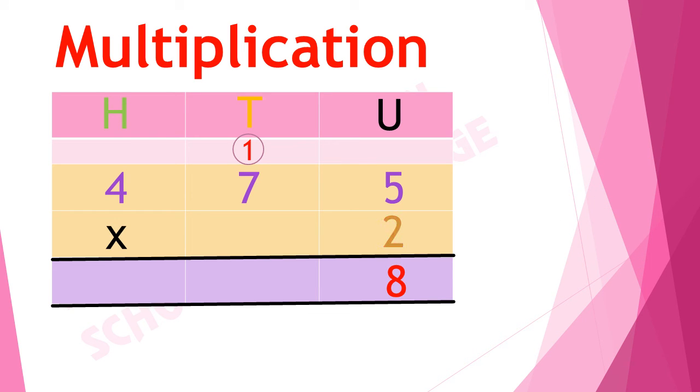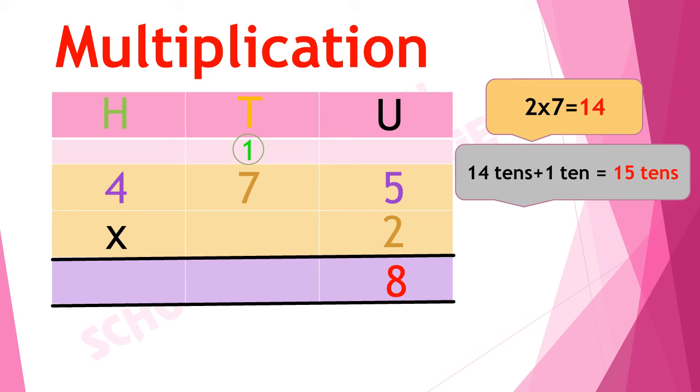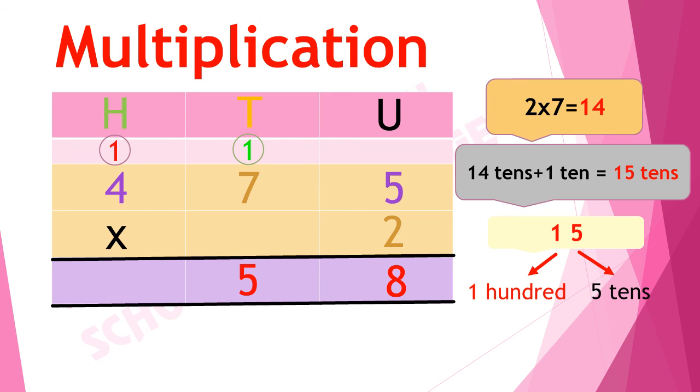Now we will multiply 2 with 7. 2 into 7 we get 14. We have 14 tens and we have 1 ten more. In 14 tens we will add 1 ten. Now we have 15 tens. As 15 is the two-digit number, there are 5 tens and 100 in 15 tens. So we will write 5 in tens column and we will carry forward 1 to hundreds.